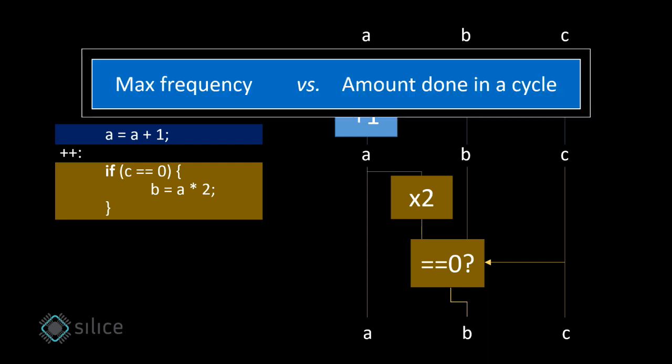Hopefully it is obvious by now that there is a trade-off between how much you can do during the cycle and what maximum frequency you can reach. There is no obvious better choice here, as it really depends on your design goals, and Silice gives you full control over this.